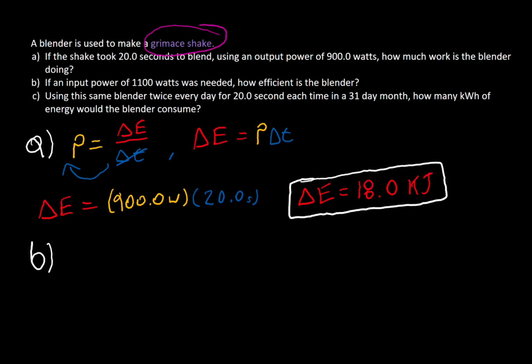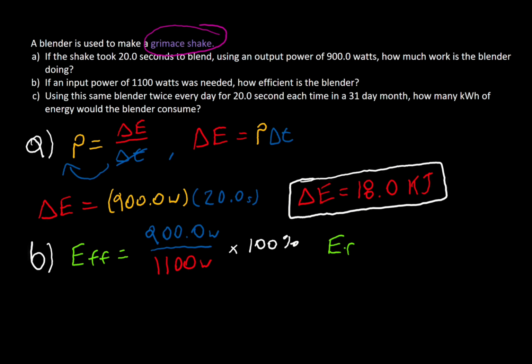Now moving on to question B. If an input power of 1100 watts was needed, how efficient is this blender? Well, we know that the efficiency formula is the output divided by the input. And since the blender output 900 watts, but needed to use 1100 watts, that means 200 watts of energy was not being transferred into the blender and turned into a different form of energy. And in this example, it was probably heat. Multiplying this by 100%, we get an efficiency of 82%.